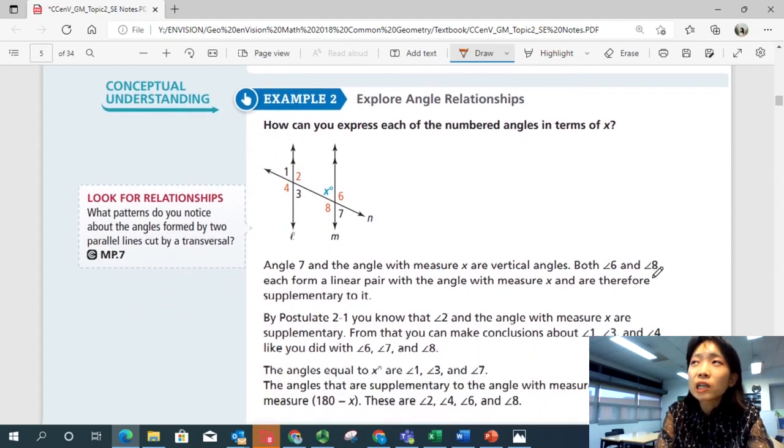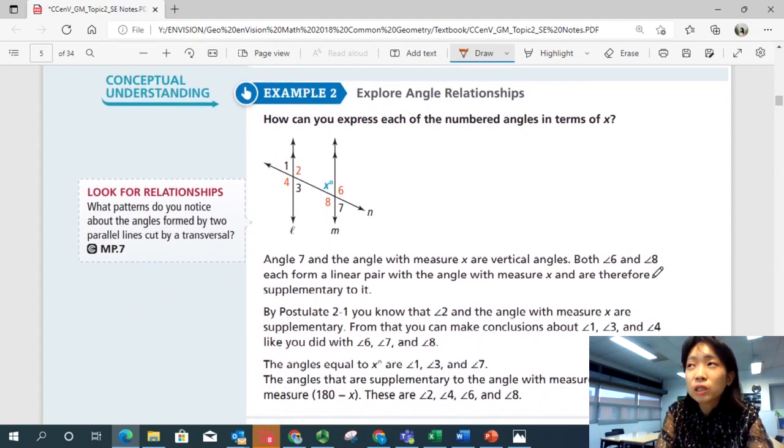Let's look at example 2. Explore angle relationships. How can you express each of the numbered angles in terms of x? So we're gonna write expressions using x. What are the relationships that we can find? Angle 7 and x would be vertical angles. What do you know about vertical angles? They have the same measurement. So angle 7 would have the same measurement as x.